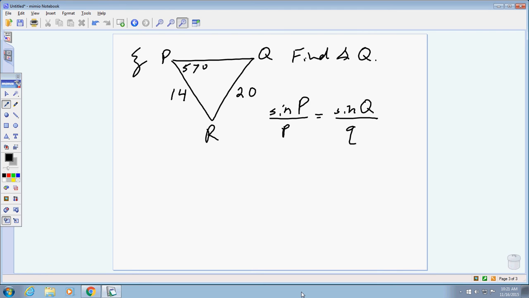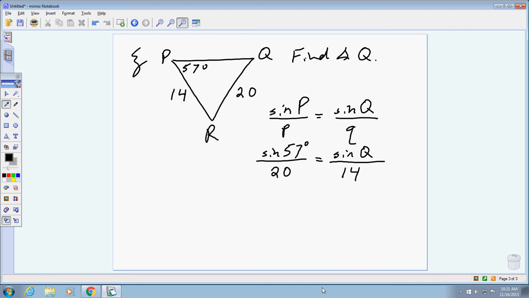So when I'm looking for a side, who goes up top? Sides. And when I'm looking for an angle, who goes up top? The angles. Okay, so no real rocket science there. So whatever you're looking for, put it on top. Okay, on both of the ratios. So let's go put our values in. Sine of 57 degrees over little p, which is 20, equals sine of q, we don't know, over little q is 14.